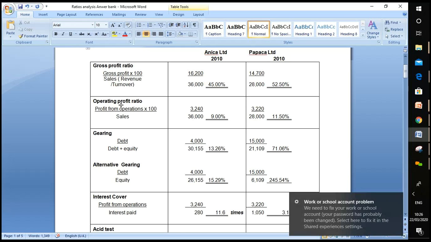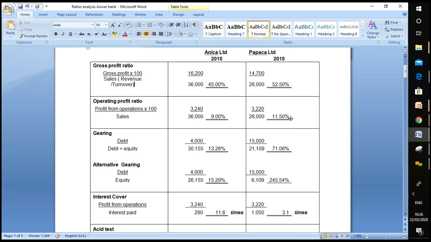Okay, next, operating profit. Operating profit comes after subtracting all other operating expenses. The gross profit was the difference between the sales and the cost of sales, the things we bought and the things we sold. Then we have other expenses, which we call indirect or overhead expenses. After this, I have only 9% profit here, and here only 11.5% profit. So which one is better now? Papika is better.